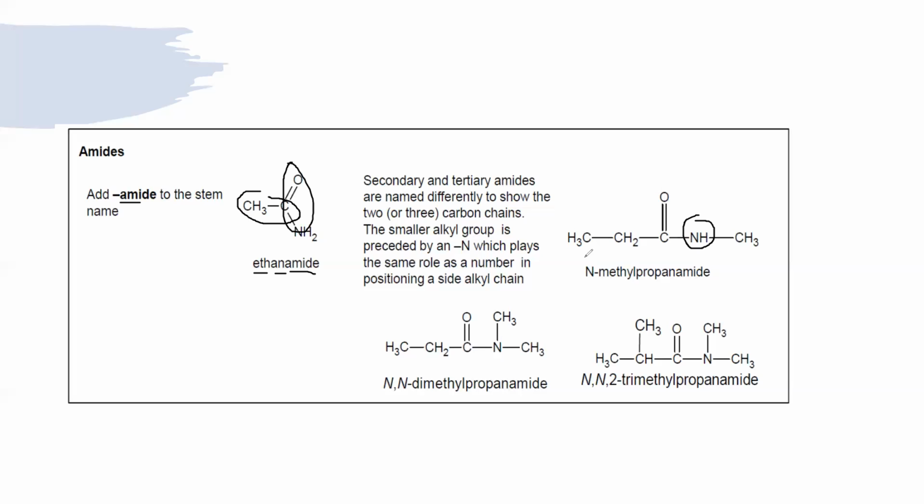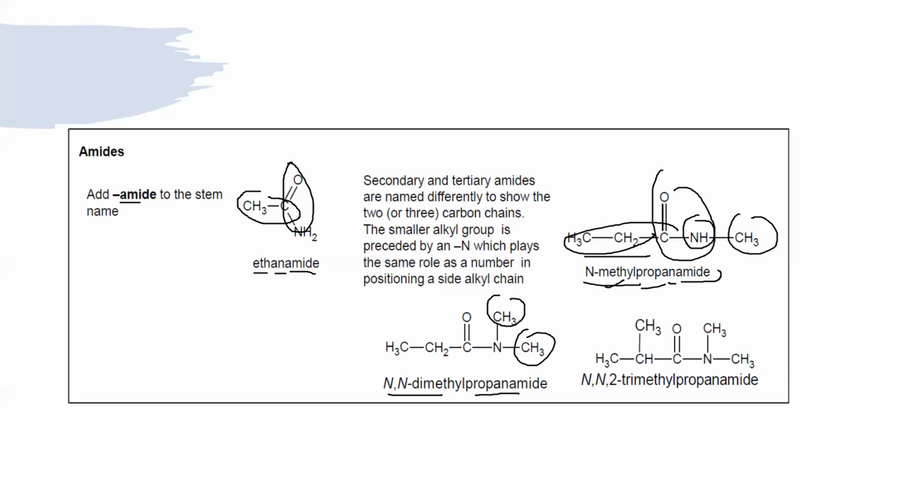Okay, this is the main chain and this one is a branch. So N-methyl means with nitrogen, a methyl or one carbon is attached. That's why N-methyl. Three carbons in the main chain, so it's called prop. Single bond between them, an, and because of the functional group, we call that amide. Same way, if two carbons are attached, so N,N-dimethyl propane amide.